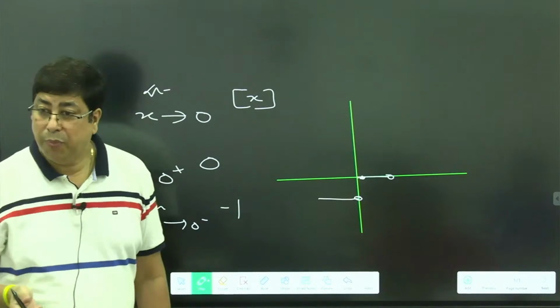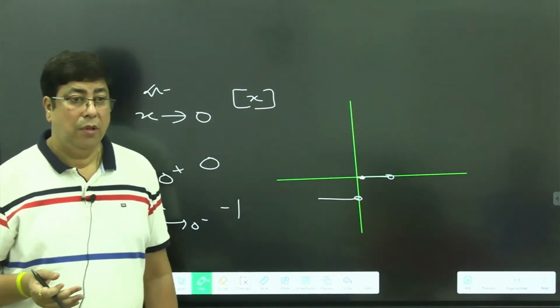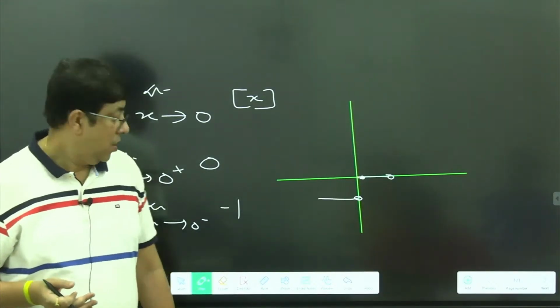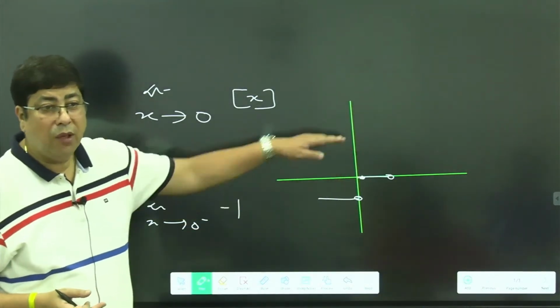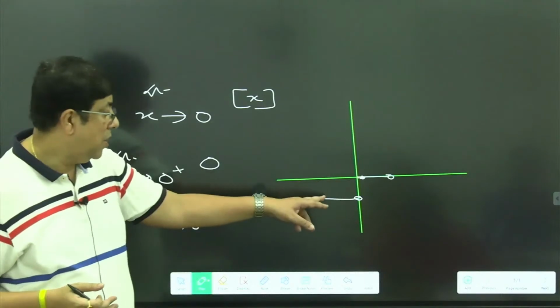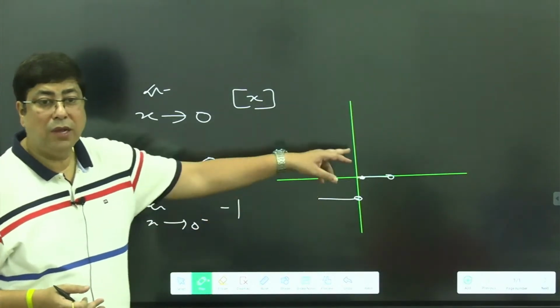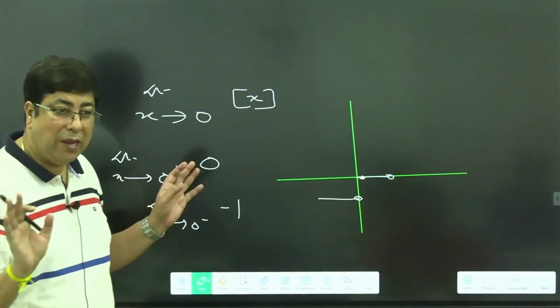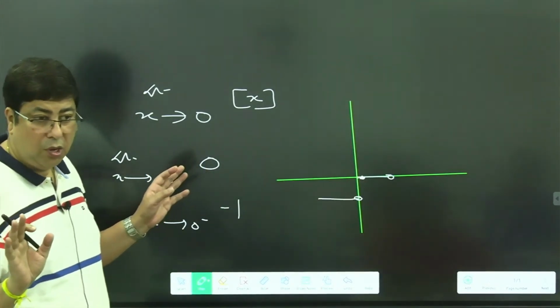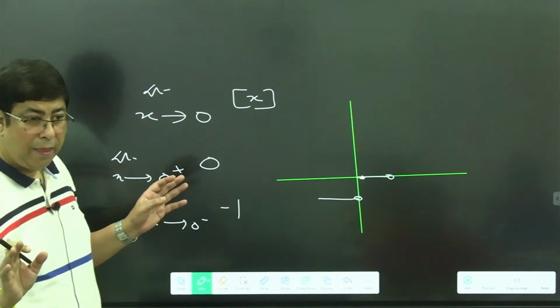What is the jump? What does jump of the function mean? You are on the left, you have to go to the right. How much jump will you have to give? You are down here. One jump. So jump of the function is 1. Concept clear? Bigger value minus lower value is the jump. Total concept is okay. Next.